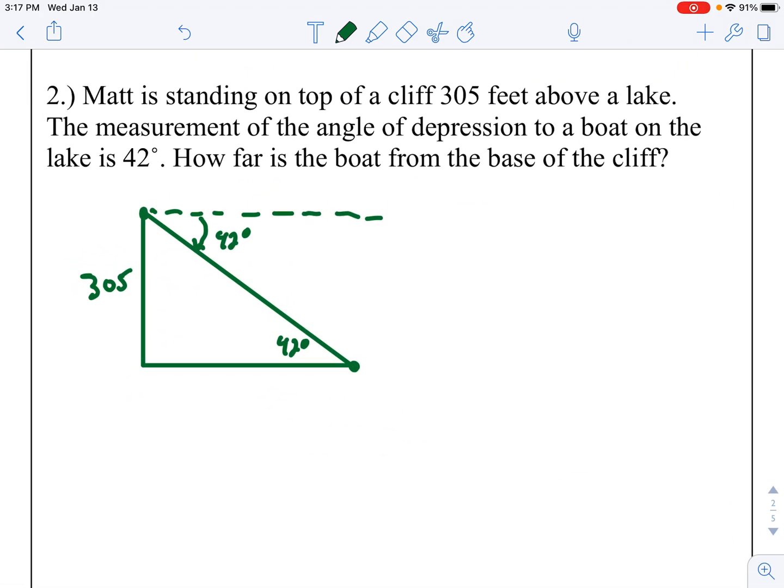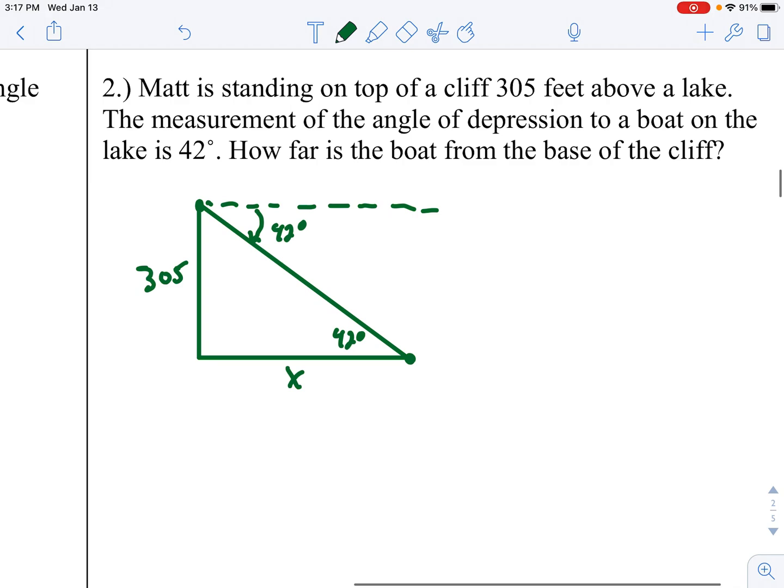And the question is, how far is the boat from the base of the cliff? That would be this distance. Boat to base of the cliff, not the distance from the boat to Matt. Now, you could have a question where they ask you for this measurement. In fact, I think you do in one of your homework problems, but not this problem. We're trying to find the distance to the base of the cliff.